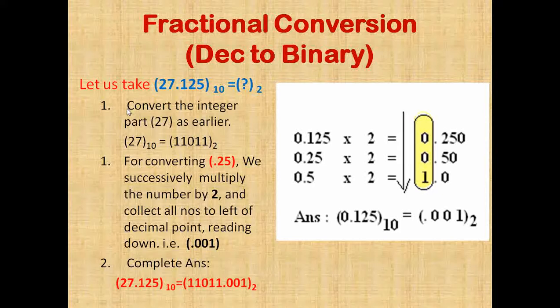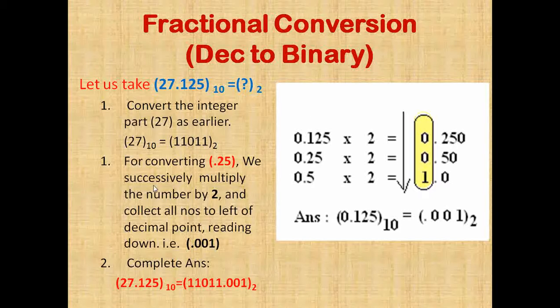So the steps are, first of all, we will convert the integer part, which is 27, as we have done earlier. How to convert an integer number into binary, you have already been taught. Earlier we checked the binary form of 27. You can use that repeated division method to convert 27 into binary form. Now let us see the process to convert the fractional part 0.125 into binary.